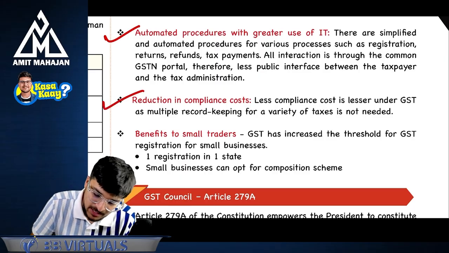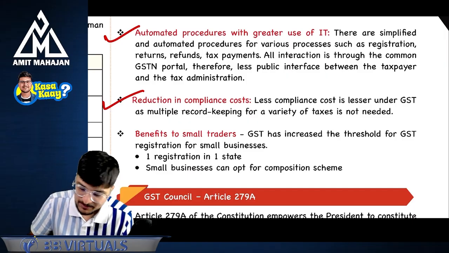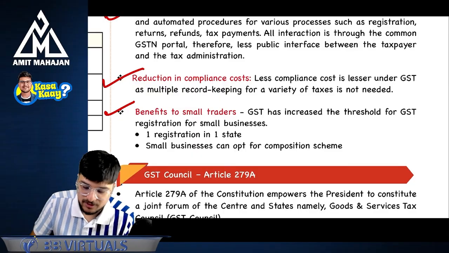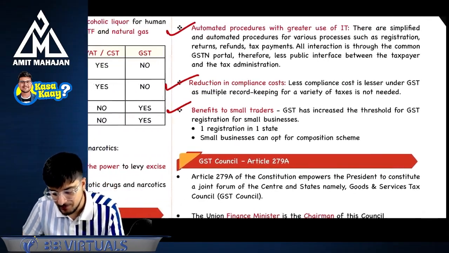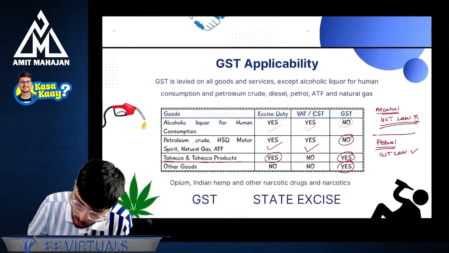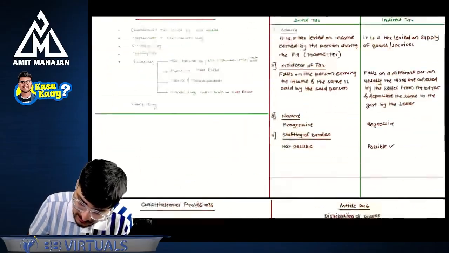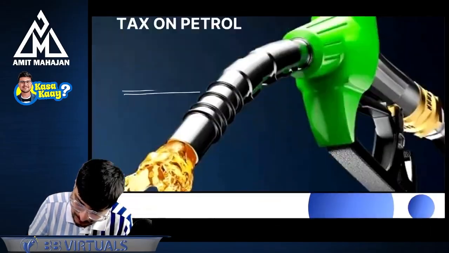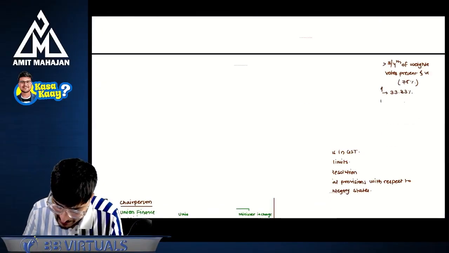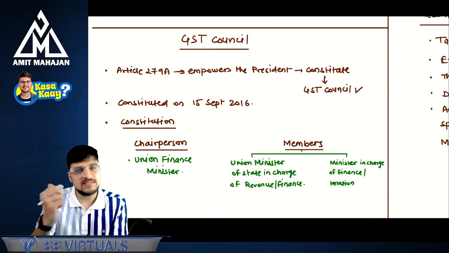Ease of doing business. Reduction in compliance cost, of course, as I said. Again, the same points are coming again and again. Benefits to small traders, again. GST has increased the threshold for GST. So same point. Okay. Sir, what is GST Council? Come here, I will tell you. These differences are done. Taxes subsumed is done. GST compensation, I had written that. GST Council. Correct. Okay. What is this GST Council?